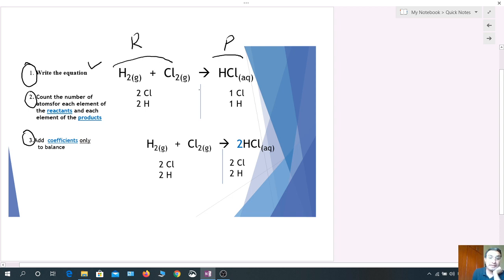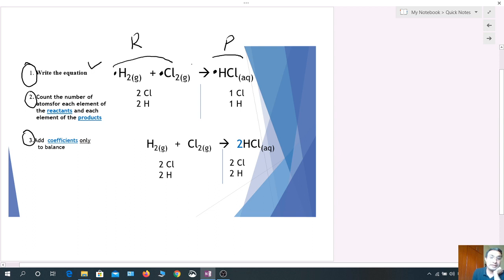Then we are going to balance. We can balance chemical equations by playing only with coefficients. We will never ever touch the subscripts; you cannot touch them. We can only play with coefficients. You can put 2, 3, or 5, whatever is required to balance the chemical equation.